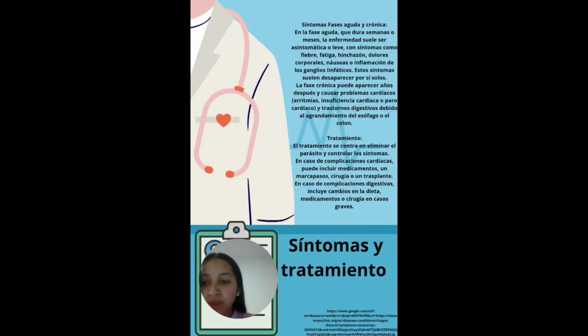Treatment helps remove the parasites and control symptoms. For heart problems, doctors use medicine or surgery. For stomach problems, they use diet changes or medicine.